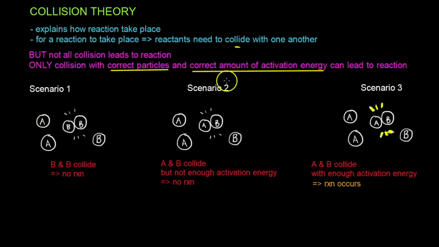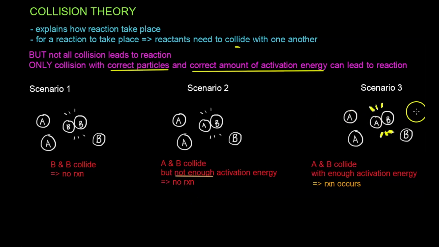What about scenario 2? We see that it's the same. We have A and B particles, but in this case, A and B are colliding. Yes, that's what we want, right? We want A and B to collide with each other. But the thing is that there's not enough activation energy. So even though A and B are supposed to collide with each other and react, they do not possess enough energy for that to happen. And that will result in no reaction as well.